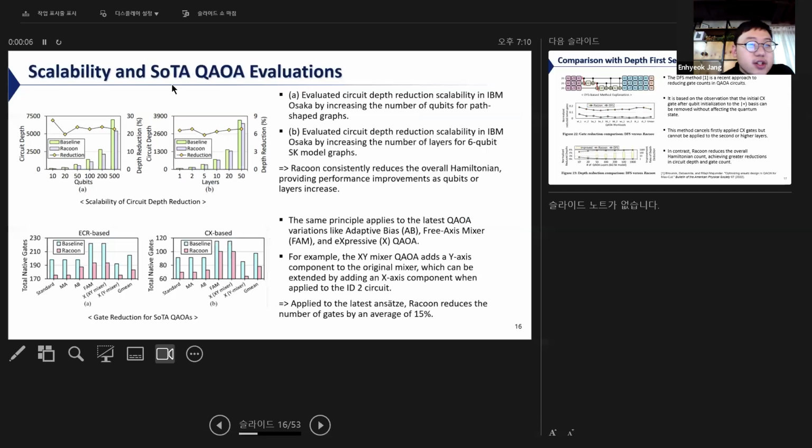And here we can see the scalability evaluations for the state-of-the-art QAOA. Raccoon keeps reducing the QAOA circuit cost for large-scale qubit systems and very deep layers of QAOA circuits. And Raccoon can also adapt to state-of-the-art QAOA algorithms such as multi-angle QAOA, adaptive bias QAOA, free axis mixer QAOA, XY mixer QAOA, and so on.